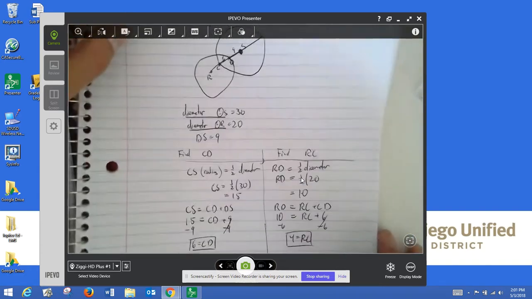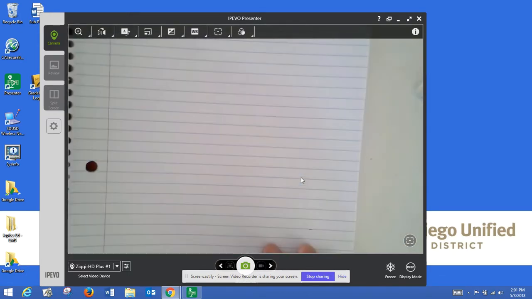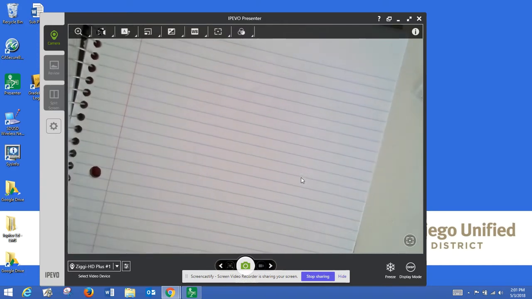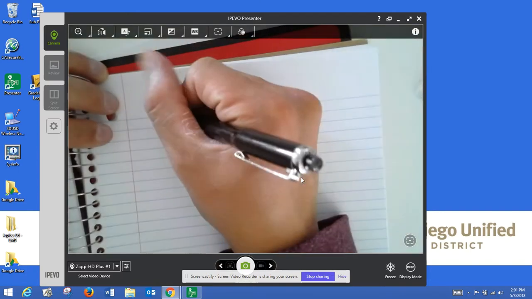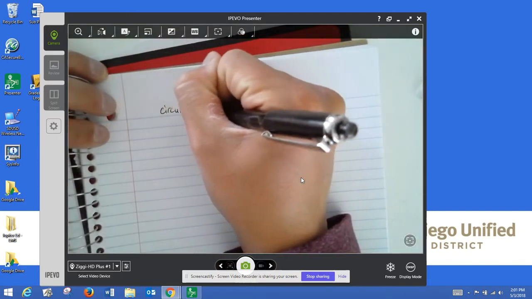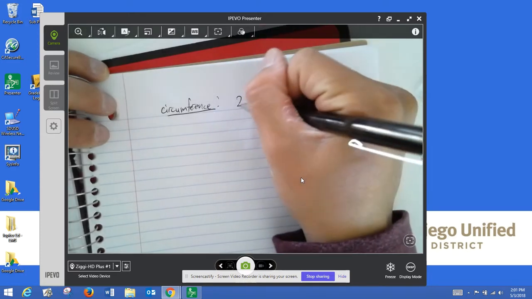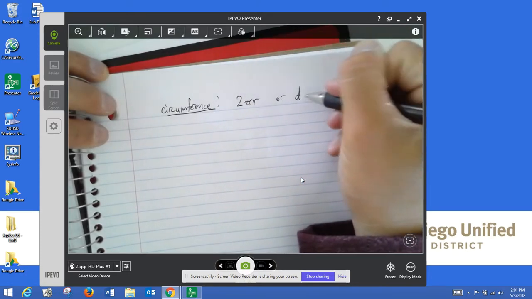Let's move on to where we left off in the video as well. We didn't get to this part in the video. This is the part of the video that got cut out. Let's go to circumference. If we go back to the idea of the circumference of a circle, you probably memorized this as 2 pi r, or the diameter times pi.